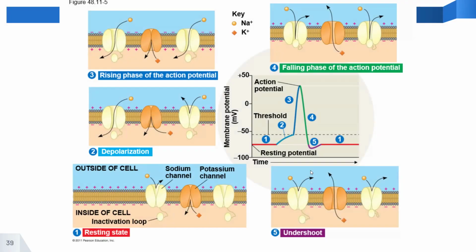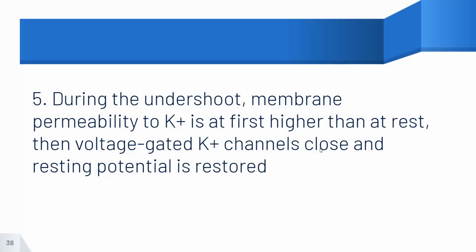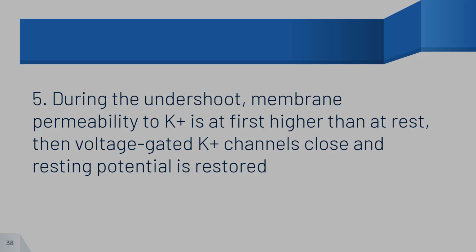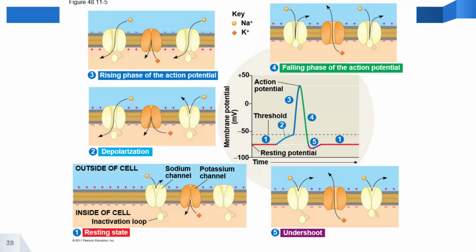Oftentimes, you'll have more of the potassium leaving than sodium entered, so you get this kind of overshoot. So that little purple part is the overshooting of the ions. But then it's going to kind of level off because what's happening is the sodium-potassium pump is now pumping the sodium back out and the potassium back in.